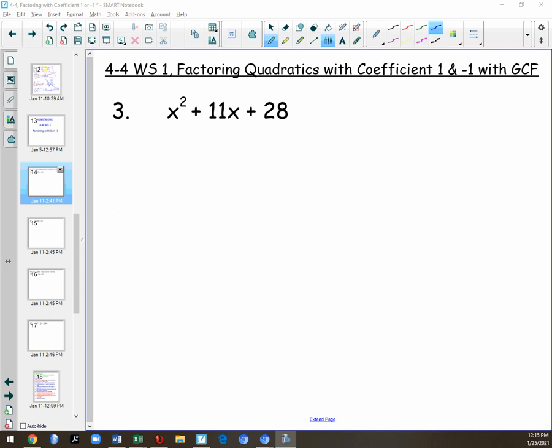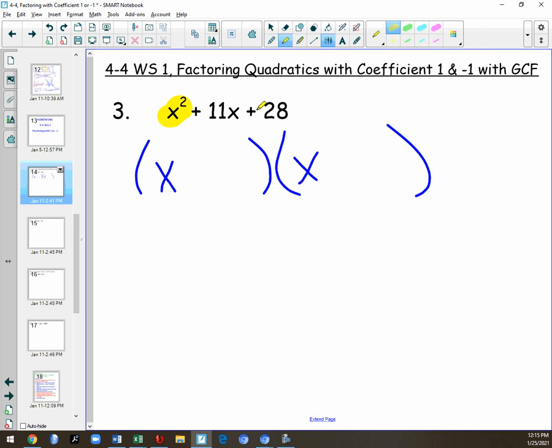Okay, 4-4 worksheet 1, factoring quadratics with coefficient 1 or -1 with a GCF. So number 3, we're going to look at our coefficient on our x squared term. The coefficient is a 1, so therefore I do not need to pull out a GCF. So I'm going to simply go ahead and break this down into two binomials, splitting up x squared into x and x. Then I'm going to look at the last term sign.